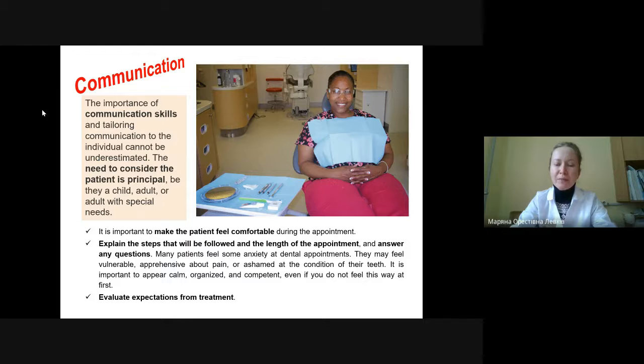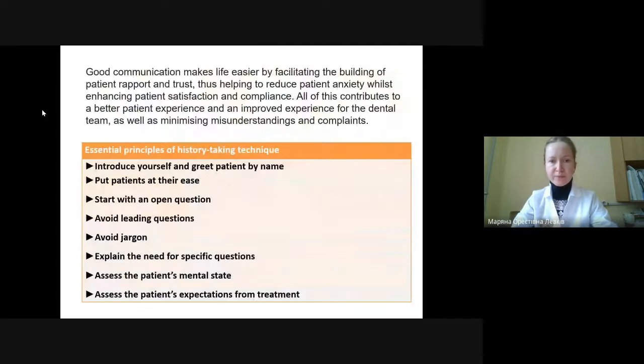Many patients feel some anxiety at dental appointments. They may feel vulnerable, apprehensive about pain, or ashamed at the condition of their teeth. It is important to appear calm, organized, and competent, even if you do not feel this way at first. And of course, during communication, it is necessary to evaluate expectations from treatment.